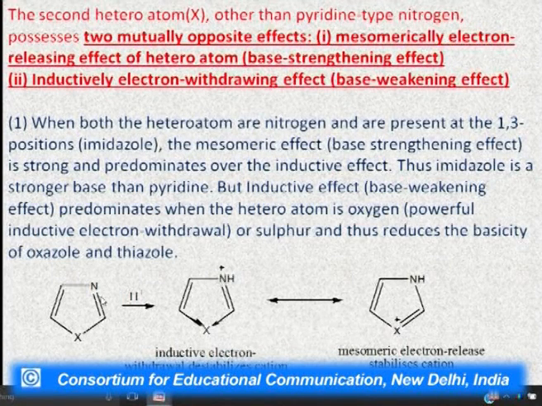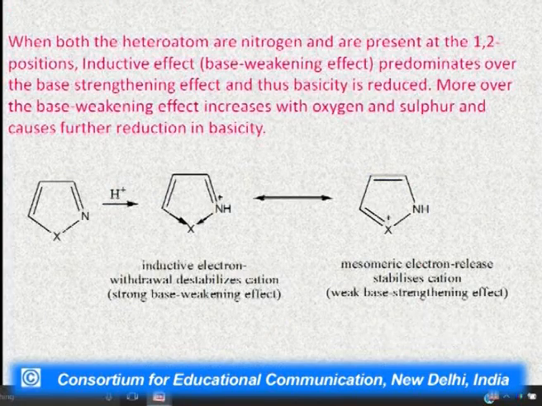Here you can see in the equation that this is the azole, this is 1,3 azole. After protonation, it will form this cation, which the inductive electron withdrawal will destabilize, and the mesomeric electron releasing effect will stabilize this cation. If both are nitrogens, then it will be more basic, and if this X atom is oxygen or sulfur, it will reduce its basicity.